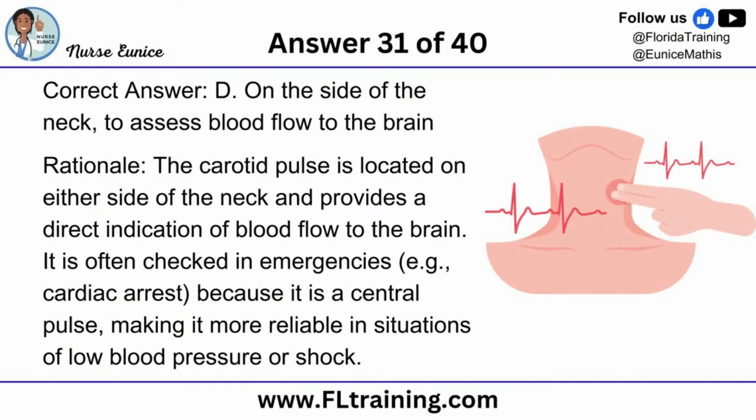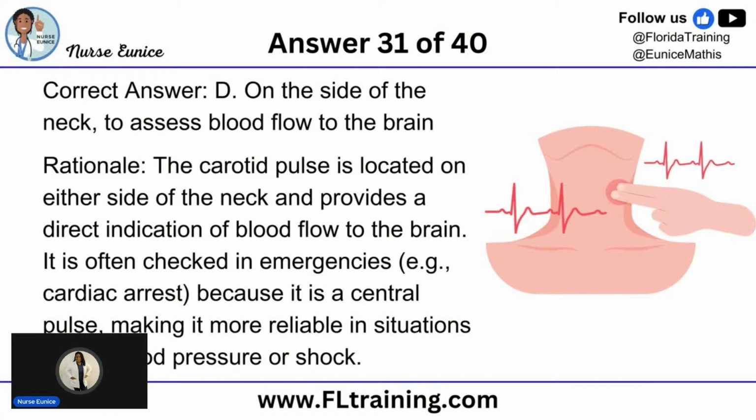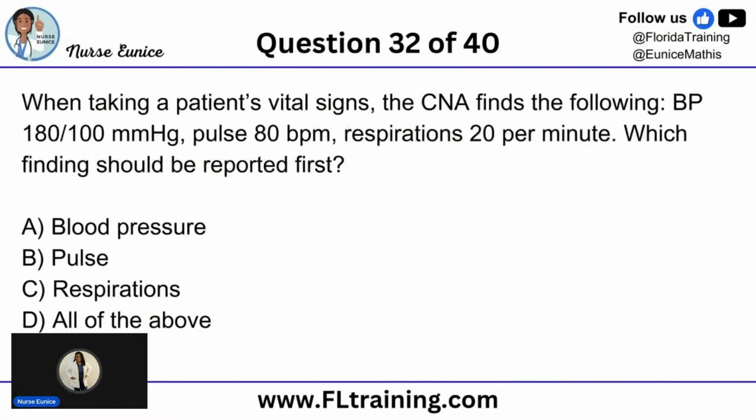The carotid pulse is located on either side of the neck and provides a direct indication of the blood flow to the brain. It is often checked in emergencies, example, cardiac arrest, because it is a central pulse, making it more reliable in situations of low blood pressure or shock. And you never want to palpate both of the carotid arteries at the same time, because you would be decreasing the flow of the blood to the brain. So you only feel on one side at a time.